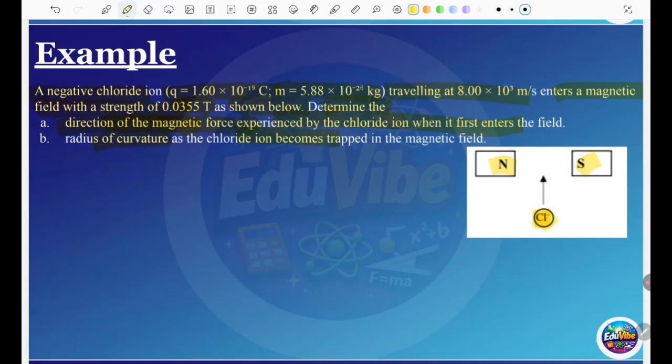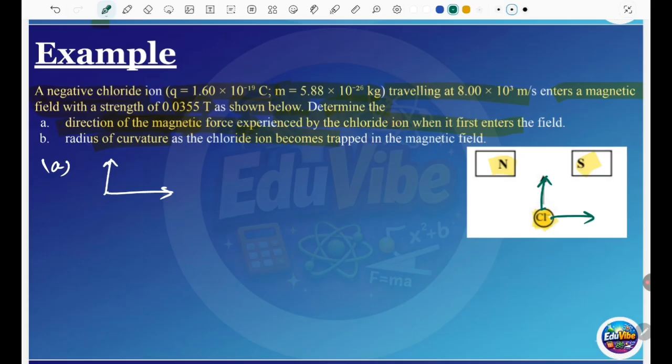Then we have to find the radius. So firstly, deal with the A part. What direction do they have? As you see on this table, that is the direction of the force, and that's the direction of the velocity. So your velocity goes like this. If velocity goes like this, the magnetic field is generated over there, and the magnetic field strength goes in that direction.